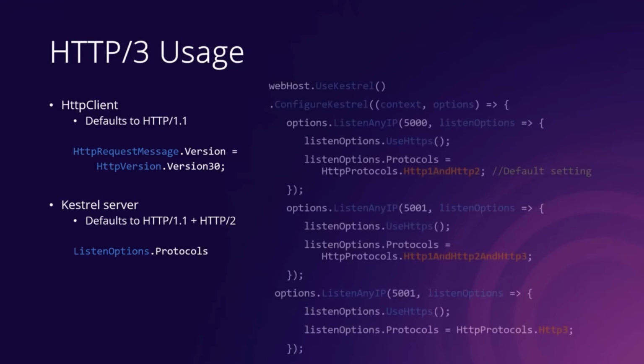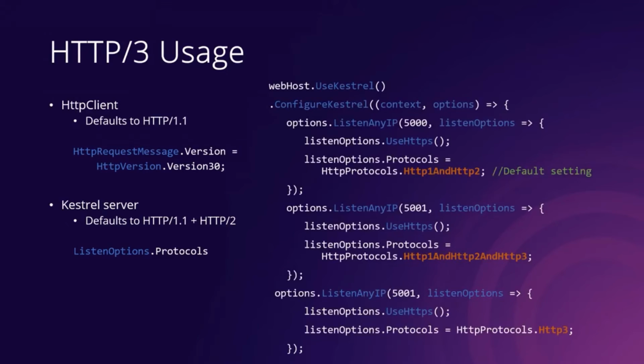On the Kestrel side, on the server, that defaults to HTTP 1.1 and HTTP 2. So when you build a Kestrel and put it in deployment, by default it's going to support those two protocols. You can change that via ListenOptions.Protocols. I've shown you some code over here on the right side, where the first part is HTTP 1 and HTTP 2, which is the default. You can add HTTP 1, HTTP 2, and HTTP 3, or you can say only HTTP 3 or only HTTP 1, whatever combination you want in there.